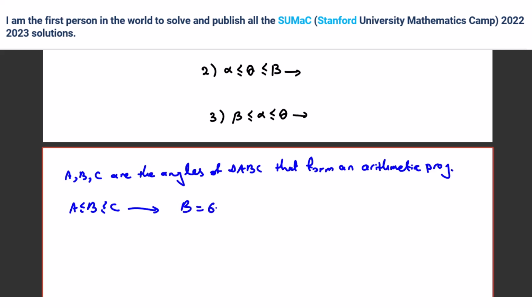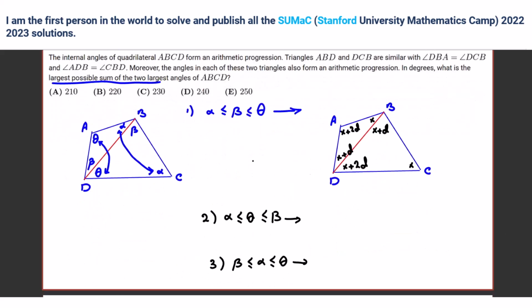Yes, why? Because if you add all the things, that would be 3x plus 3d is equal to 180. You can use that, or you can say we said B is A plus C over 2, right? And we know A plus B plus C is equal to 180. A plus C is 2B. 2B plus B is 180, so B is 60. Okay, so for the first case, we can understand that the mid angle x plus d is 60, right?